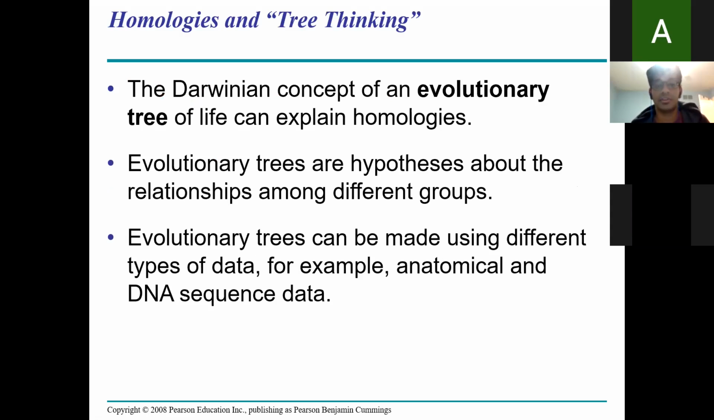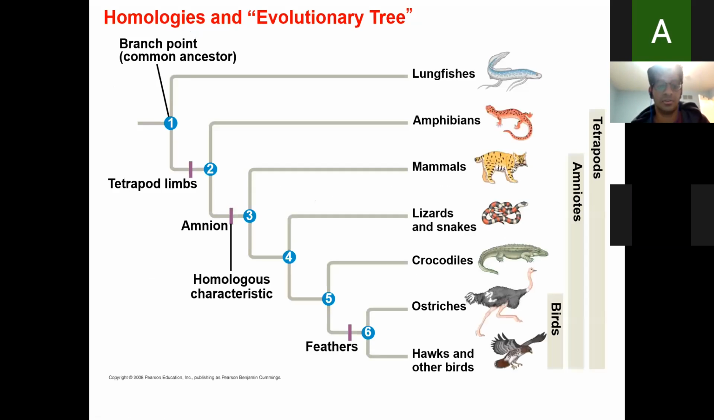Okay, so an evolutionary tree can explain these homologies. Evolutionary trees are really just hypotheses about what we think the relations between organisms are, how far apart they are, what we think their common ancestor is, when they had this common ancestor, et cetera. They can be made using different types of data. For example, DNA sequence is probably one of the better ways to make an evolutionary tree. You can see the amount of genetic differences over time and between species.